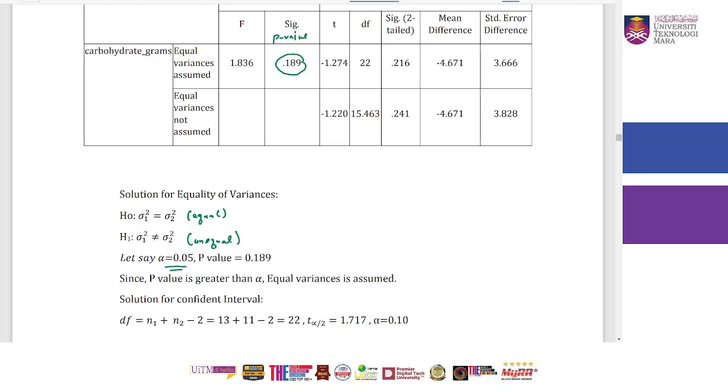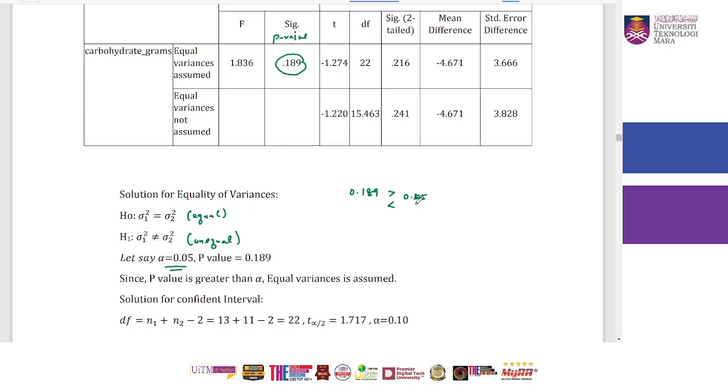So apa benda p value ni? Sebenarnya p value ni adalah singkatan untuk probability value. Okay, probability value. So the p value is 0.189. You check whether is 0.189 greater than or less than 0.05. Okay, sekarang ni yang mana satu? So adakah dia lebih besar ataupun dia lebih kecil? So of course dia lebih besar kan? So kalau lebih besar, you fail to reject the null hypothesis.